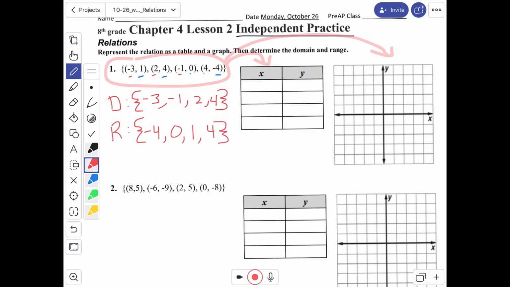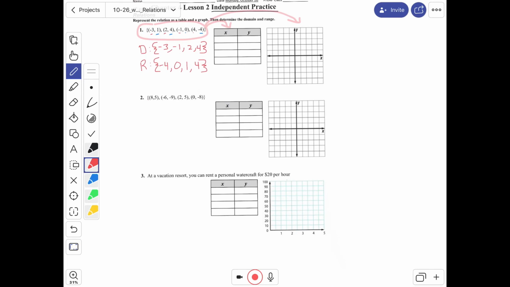So don't forget to write domain and range, and you need to make sure to write a capital letter D, colon, and then the brackets. And the numbers have to be in order from least to greatest. And that's what you're going to do on all three of those.